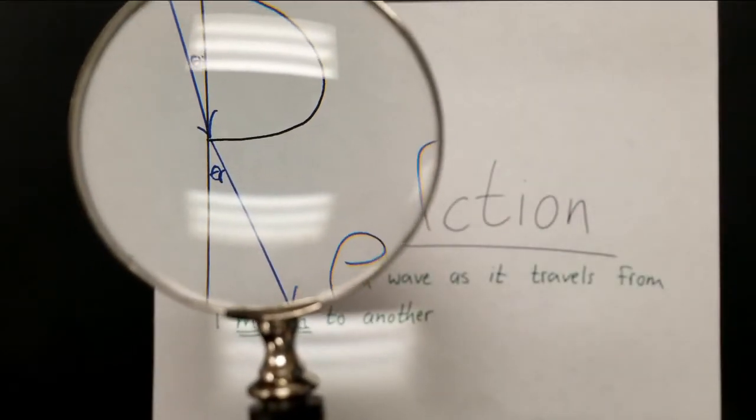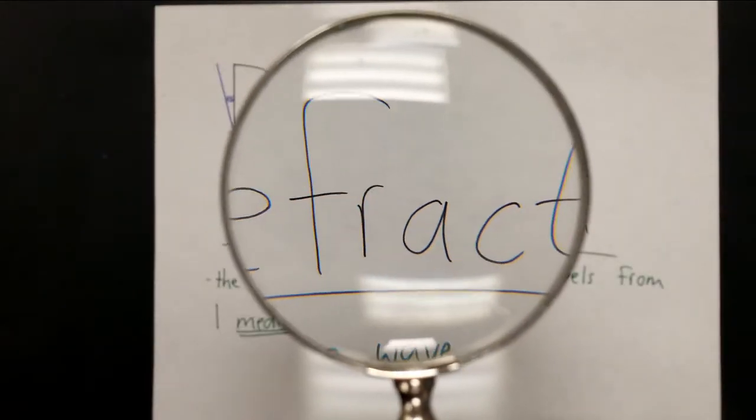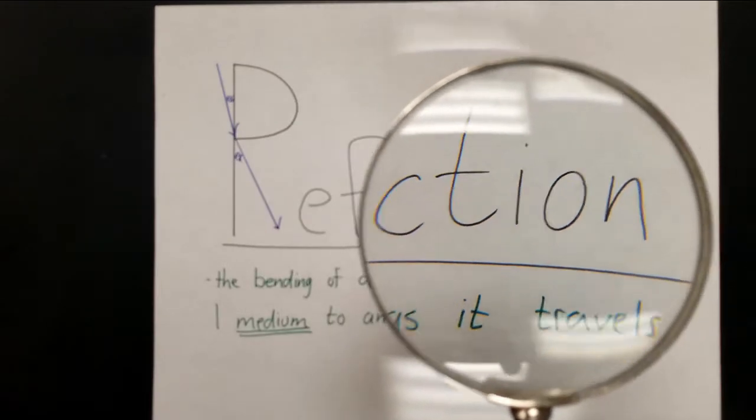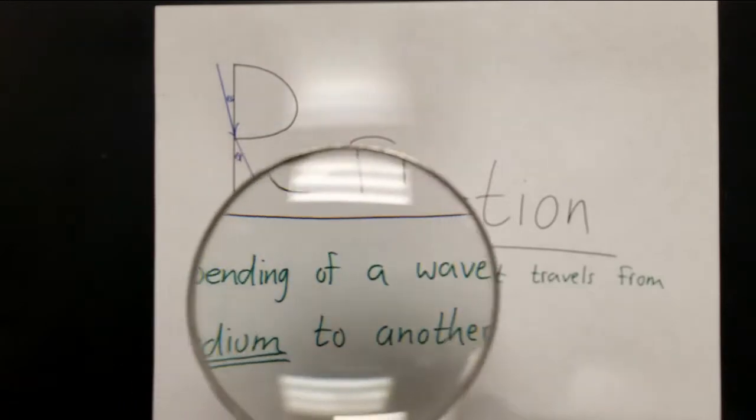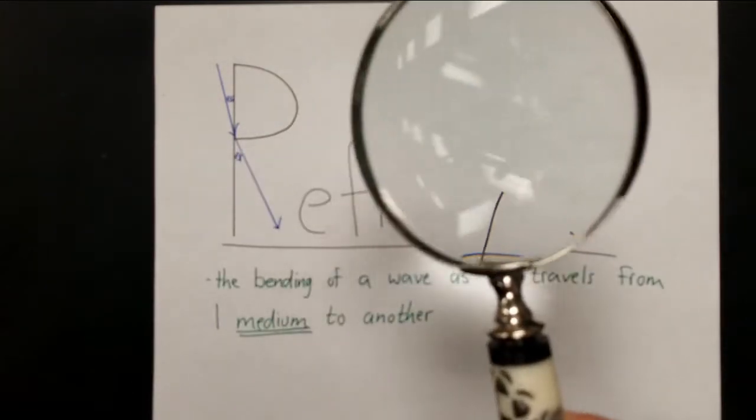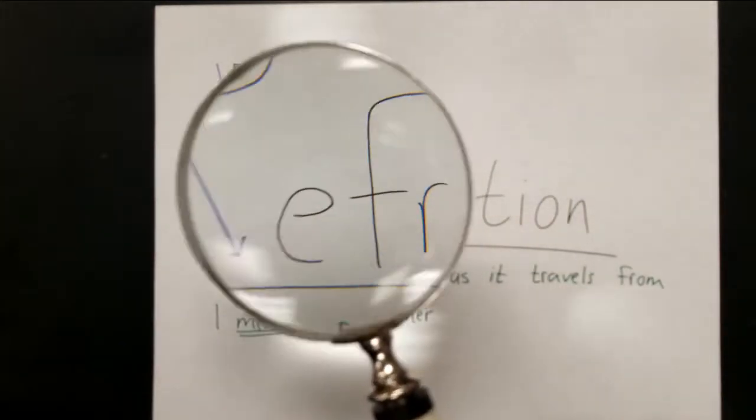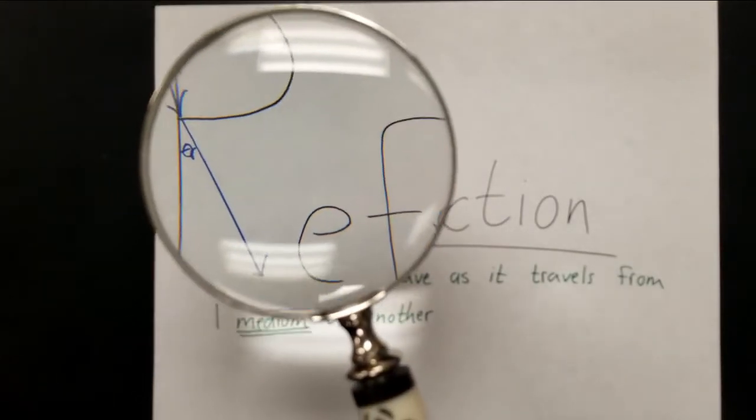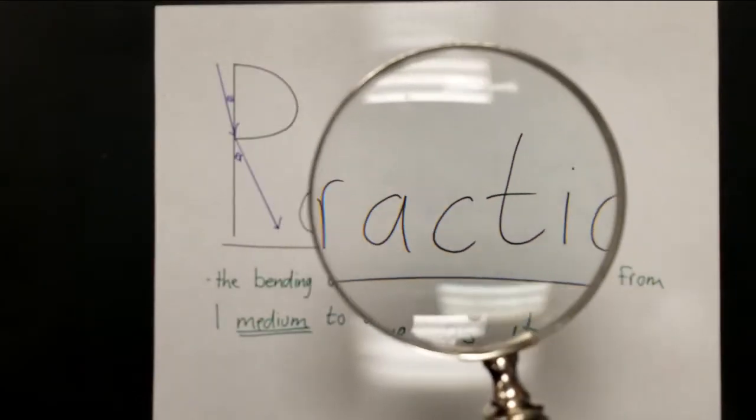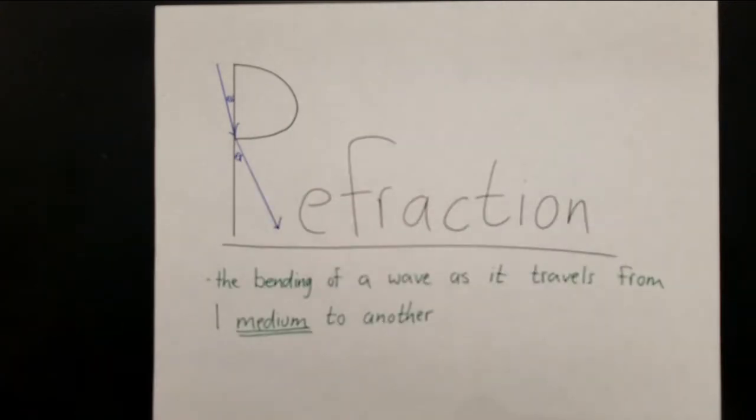Today in the Physics Funhouse, we are investigating the principle of refraction. Refraction is the bending of a wave as it travels from one medium to another. For instance, as it goes from air to the glass of this magnifying glass. The light gets bent, and that's what's causing this image to be different when you look at it through a magnifying glass versus when you don't.